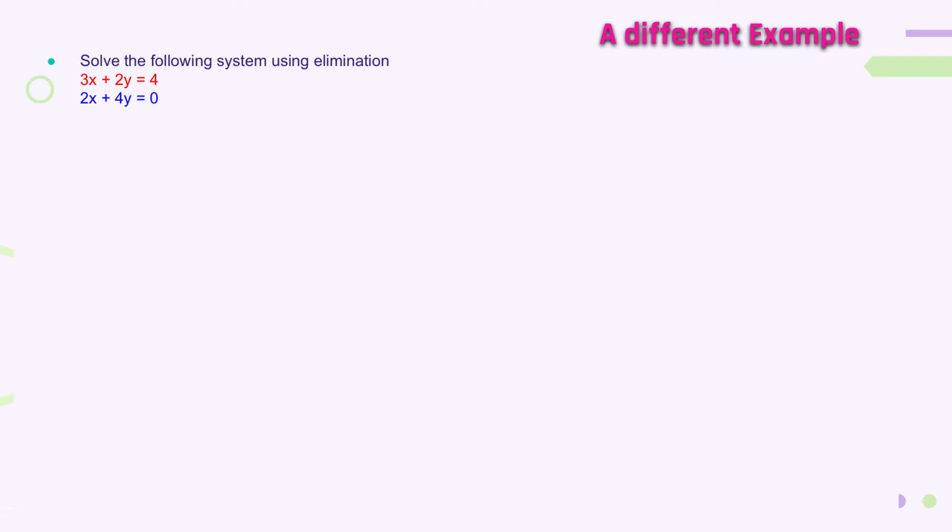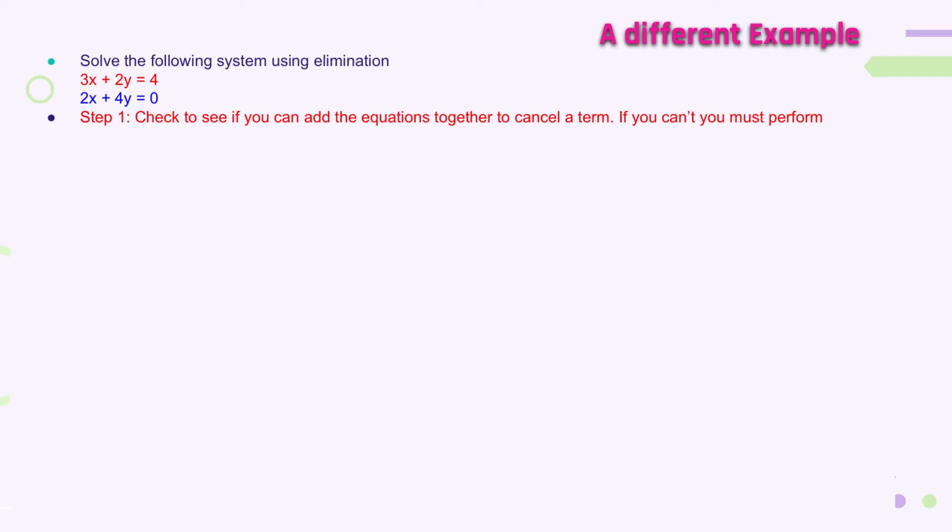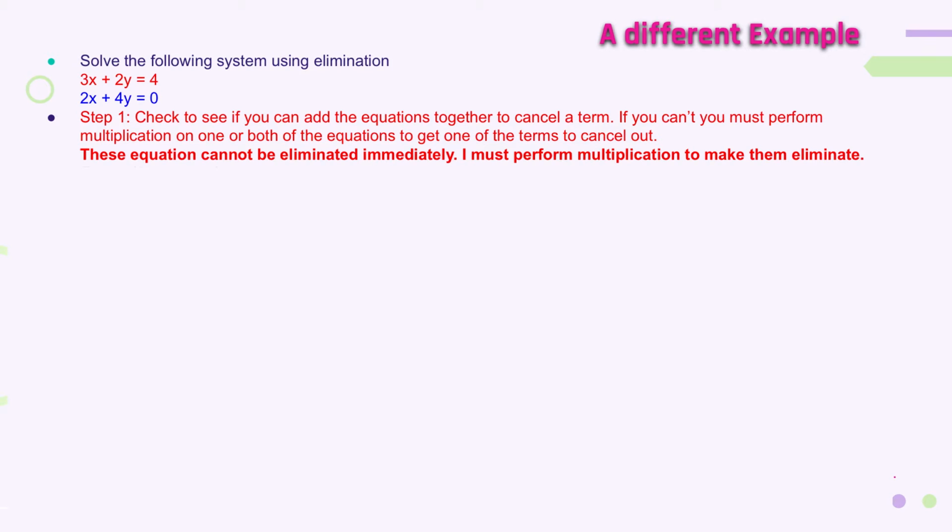Here's a different example. So step 1 is to check to see if you can add the equations together to cancel a term. If you can't, you must perform multiplication on one or both of the equations to get one of the terms to cancel out. The equations here in our example cannot be eliminated immediately. You can't add them together to eliminate a term. So I must perform a multiplication to make them eliminate.